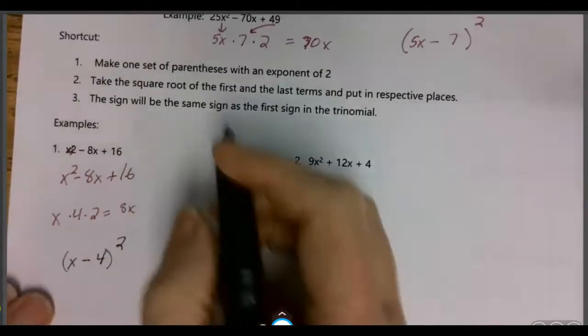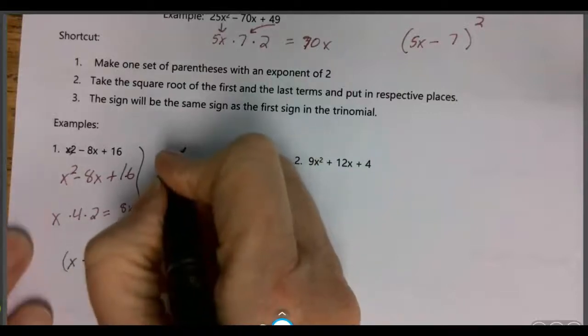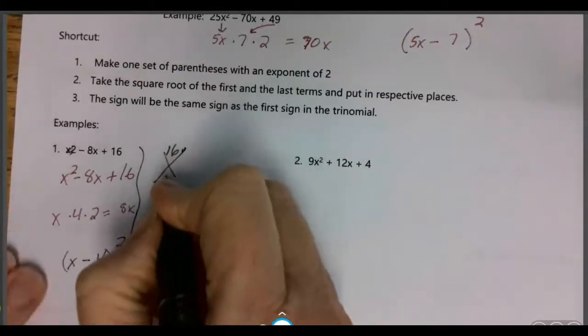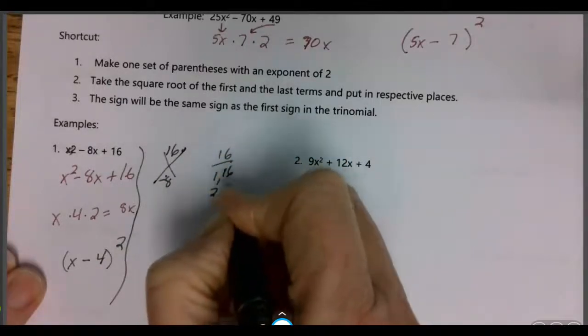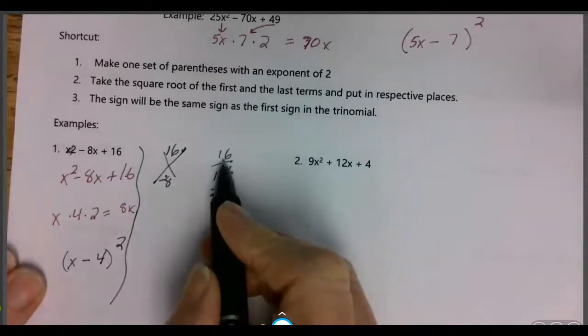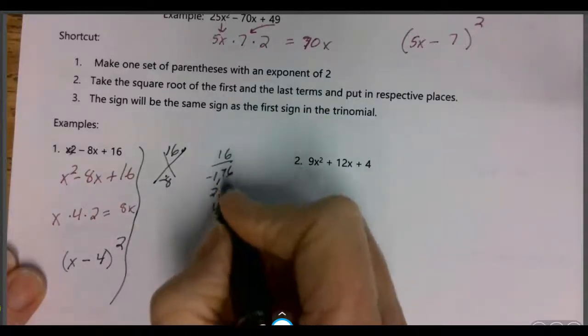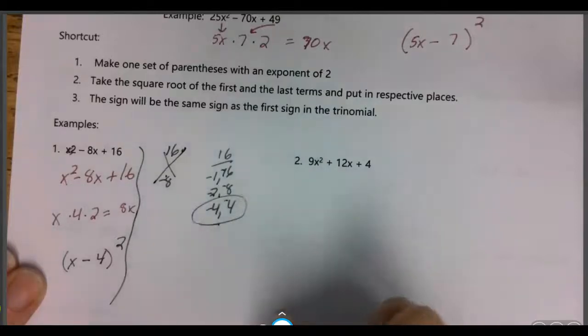Now, I can also factor this one the other way. I could have made an x. So this is a shortcut. I put 1 times 16. That's 16, and this is negative 8. Factors of 16. My signs are the same. They're both negative. Which pair when added gives me negative 8?